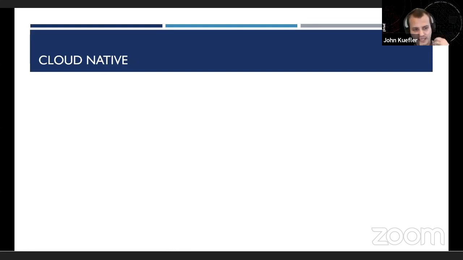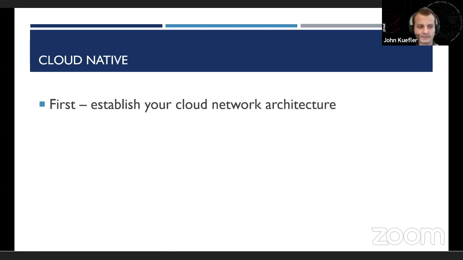And if you want to become a cloud native organization, so to speak, the first thing you have to do, of course, is set up your cloud network architecture. Just like planning a network on premise, plan your network in the cloud, set up your subnets, make sure that people can VPN to that network, things like that.